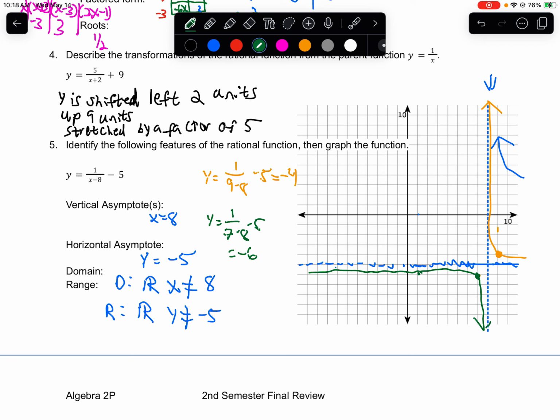Notice the domain is all x values except at 8, where the vertical asymptote is, and the range is all y values except where the horizontal asymptote is, where the graph bends.